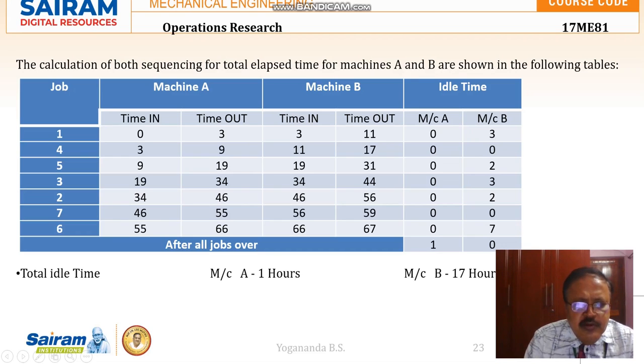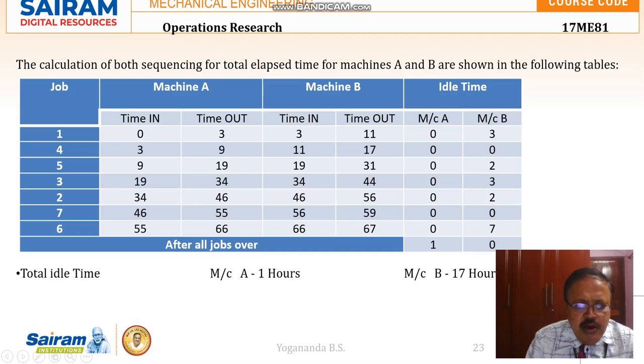Like this, we fill the entire table, and it is found that the total processing time taken is 67 hours. After all the jobs are completed on machine A at the 66th hour, I can declare that the project is over at the end of the 67th hour. After 66 hours, machine A has no job, so for the next 1 hour it is kept idle. For machine B it is 0. So the total project completion time is 67 hours.